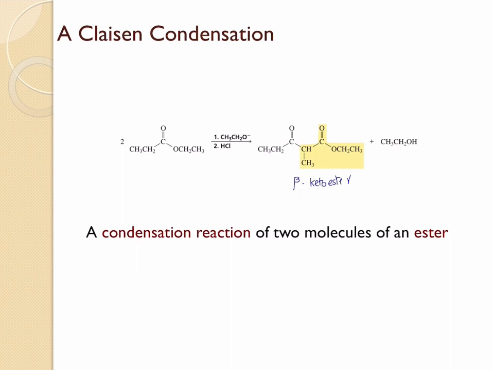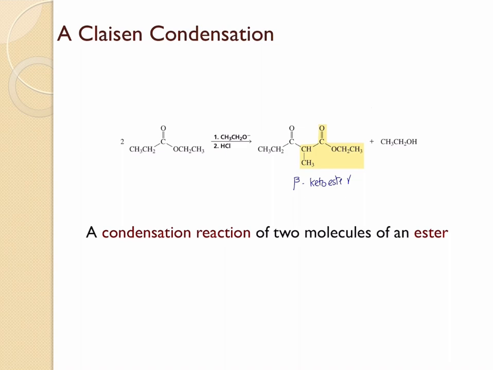Here, the base that you use for abstracting the alpha hydrogen should be exactly the same as the leaving group that is present in the ester. Because the base that you use can also undergo a nucleophilic addition-elimination reaction, where it forms the tetrahedral intermediate and thrusts the leaving group out. This may sometimes replace the leaving group that is present in the initial ester.